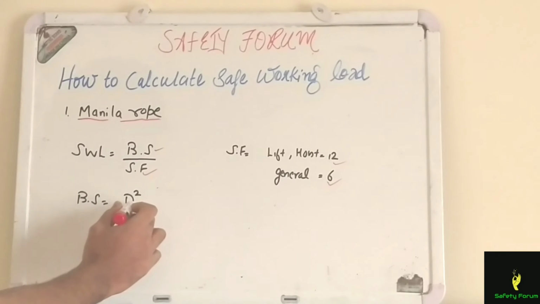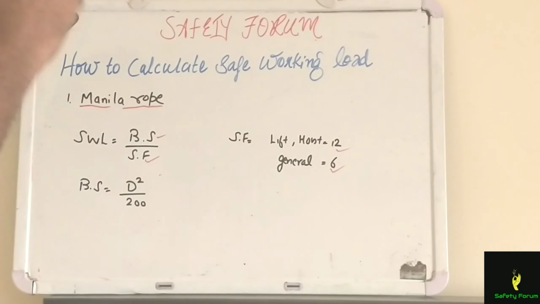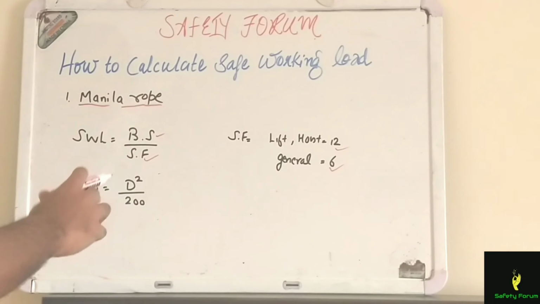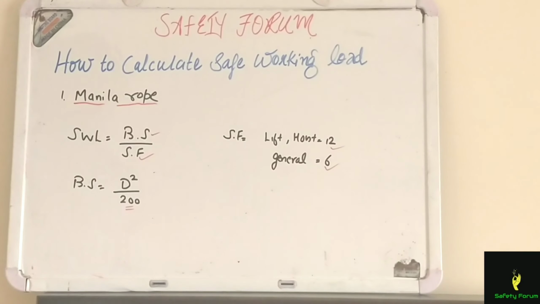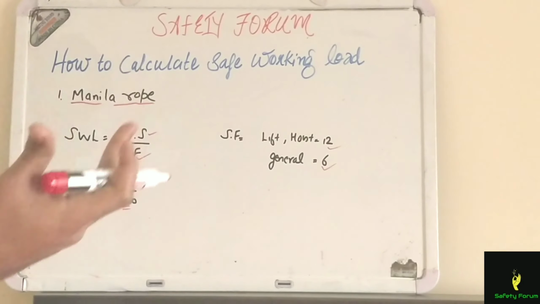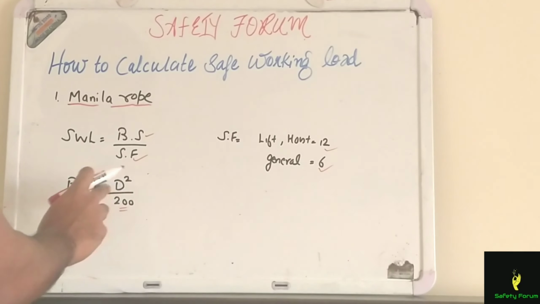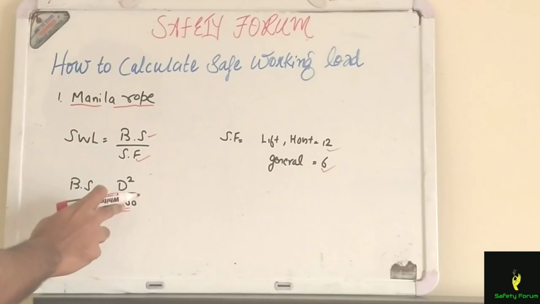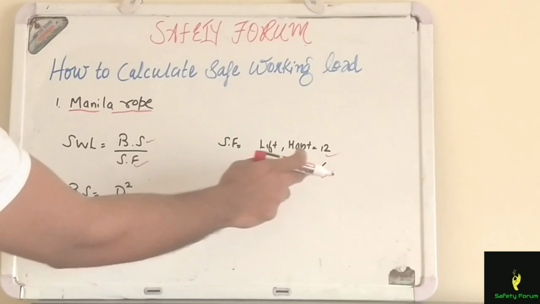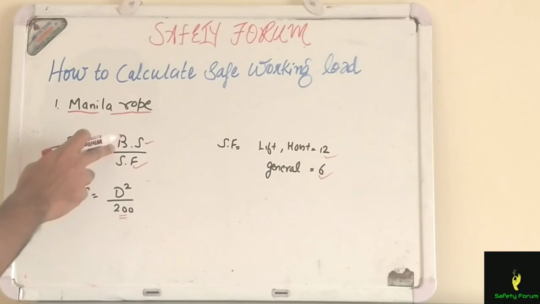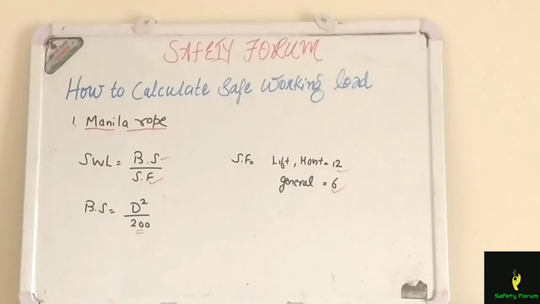How will we calculate the breaking strength? It will be calculated by d square by 200. This 200 is the constant value for the manila rope. For each rope it will change. For polypropylene it will be different, and for polyethylene it will be different. You can find this constant factor for each rope from Google also. For manila rope it will be d square divided by 200. You put your values here and calculate the breaking strength, and once the breaking strength is obtained, you put it into the formula: safe working load equals breaking strength divided by the safety factor, which will be 6 generally.